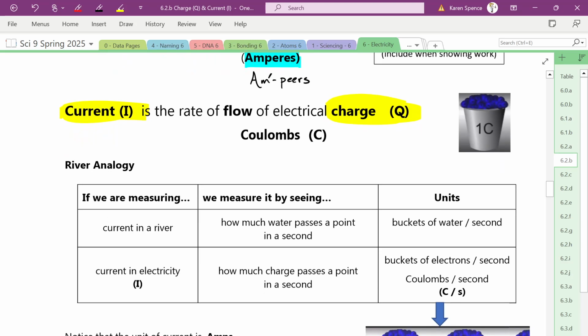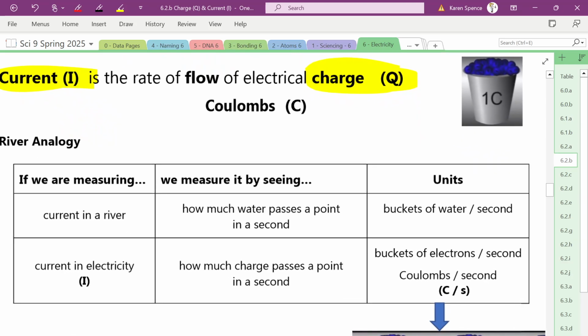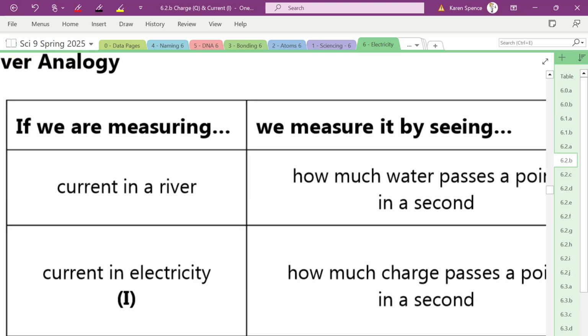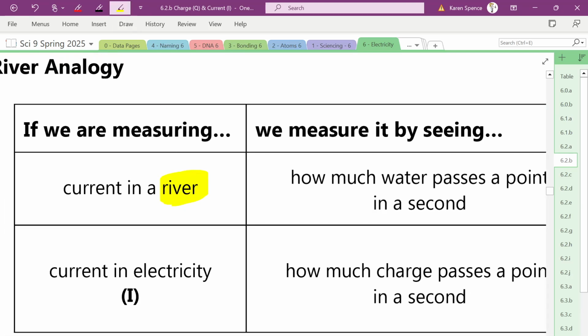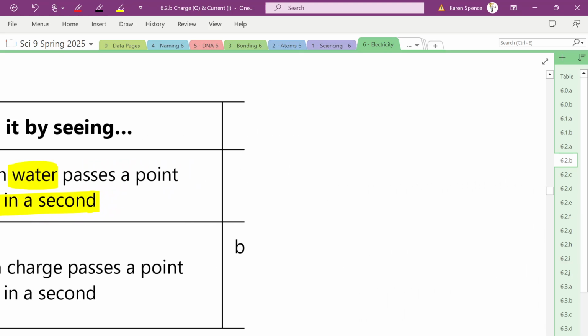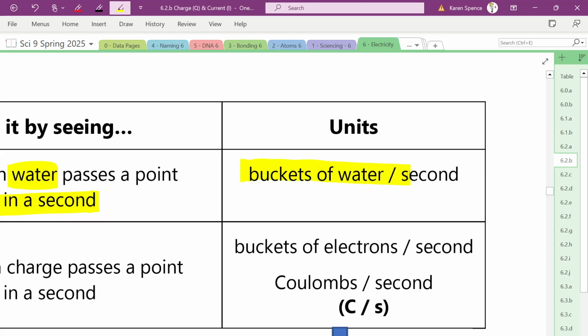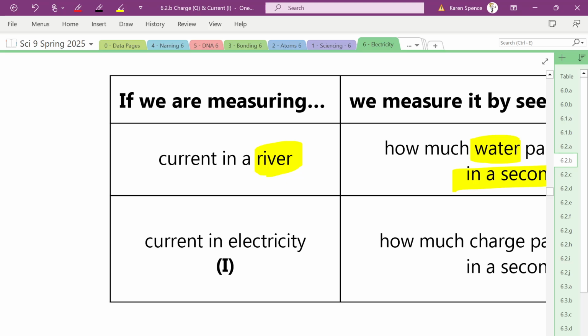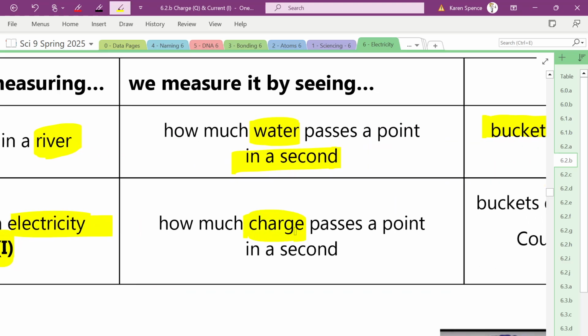So here's our little river analogy. If we are measuring current in a river, then we're measuring how much water passes a point in a second. And so our unit would be buckets of water per second. Does that make sense? Buckets of water per second? But if we're measuring current in electricity, I, it's how much charge passes a point in a second.